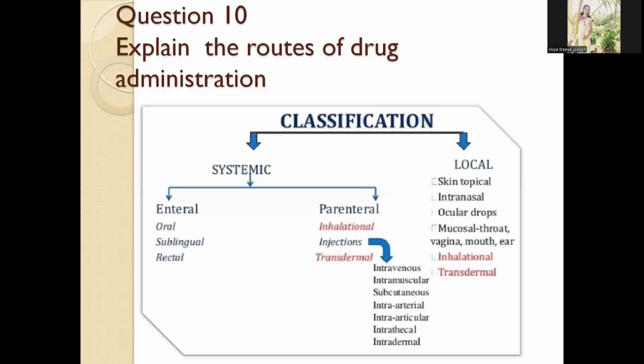Next question. This is an important question. The routes of drug administration. Generally it is classified as systemic and local. The systemic route of drug administration is enteral and parenteral. In parenteral, injection is very important: intravenous, intramuscular, subcutaneous, intra-articular, arterial, intrathecal, intradermal. Then inhalational and transdermal routes are there.